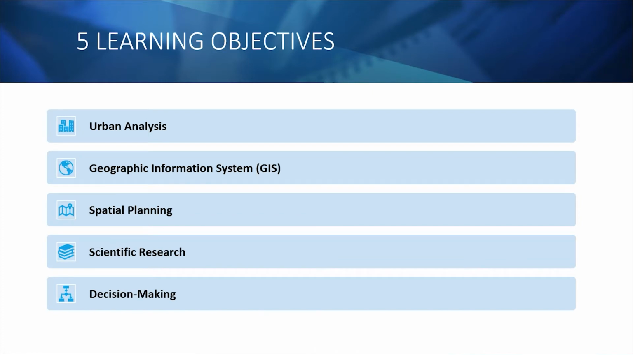To make this, because this is the first time we are doing this, we decided to select 5 learning objectives based on all the previous courses that have been done with Tygron, and then we selected one use case for each. So we have Tygron for urban analysis, GIS, spatial planning, scientific research, and decision-making or governance.